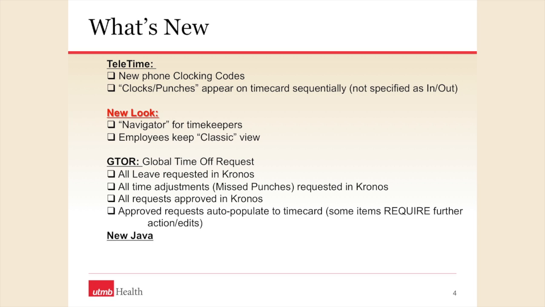We're going to be looking at that Navigator view in detail. And again, the employees will retain the classic view. Global time off, again, that's where we're going to spend a lot of time today in this presentation, looking at that global time off request process. All requests in the future will be made in Kronos. We currently have 12 different systems at UTMB for requesting leave and time adjustments, and all items in the future will be requested within Kronos. We do have some information on the new Java. Anytime we have an upgrade in Kronos, that means, of course, that we have an upgrade to Java.